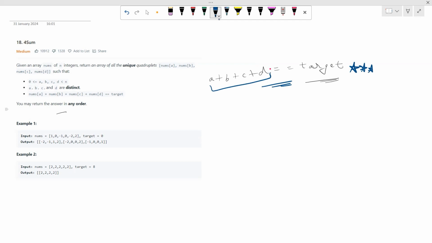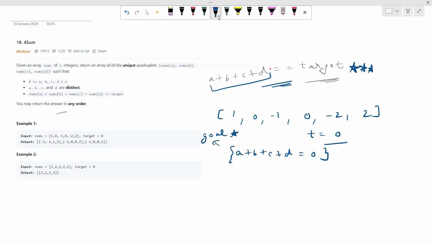Now, just look at the example. Example is 1, 0, -1, 0, -2, 2, and here our target will be equal to 0. So we need to find four numbers such that their sum will be equal to 0. This is our goal, right? So from the given array, which is nums, right?